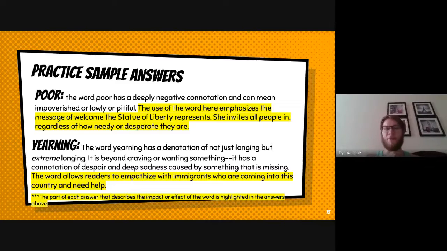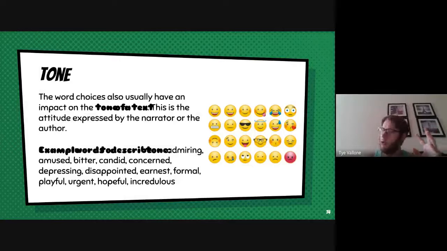That's a good way to think about it. If you're having trouble, ask yourself, okay, if the author would have used a different word, would it have had the same impact on me as a reader? And the other way the word choice can affect a poem is it can affect the tone of the poem. So we've looked at how it affects the meaning of the poem, and now it can affect the tone of the poem, which is the attitude expressed by the narrator or the author.